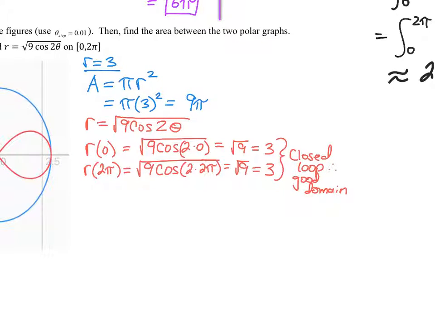So one way to go about it would be to say, all right, let's just go after it and say that the area is going to be, over the interval of 0 to 2 pi, 1/2 r squared d theta, and that r is a specific quantity, in this case, the square root of 9 cosine 2 theta. So that would get popped in.